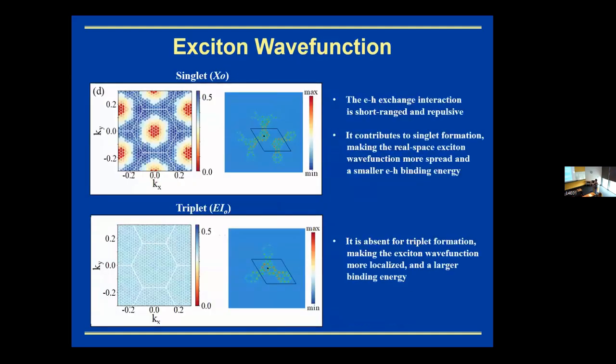And the reason why these two excitons behave differently, as I mentioned earlier, we can also check from the exciton wave function. Here for the singlet, you can see it's much more diffuse, while for the triplet, it's much more localized. Therefore, the electron-hole wave function overlap is even bigger, and therefore the screening is even more reduced.